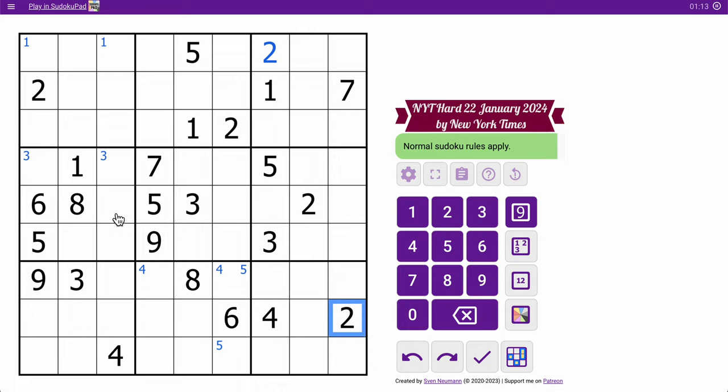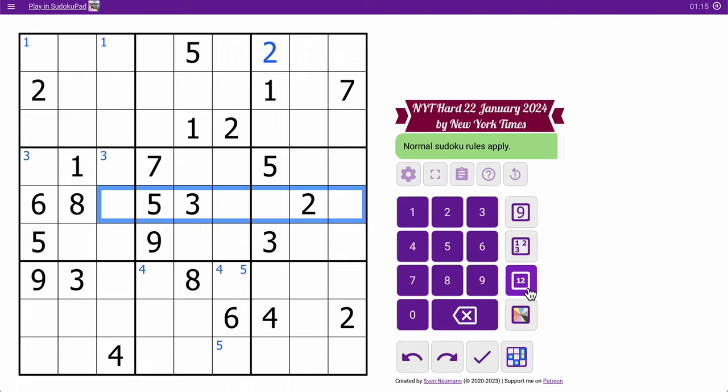But let's see, what else can I do here? This row sees 2, 3, 5, 6, 8. I need 1, 4, 7, and 9 in some order. That's not 7. Okay, this sees 1 and 4. That also sees 1 and 4, so this is a 1, 4 pair because that can't be 9. This is a 7, 9 looking at it.